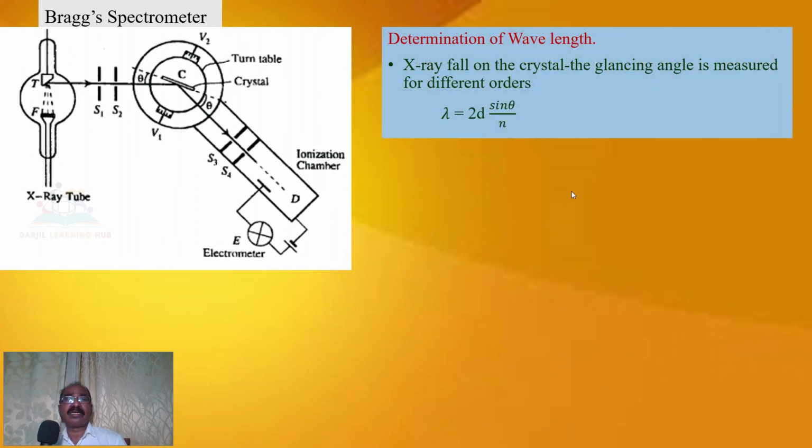The second use of the Bragg spectrometer is that we can also determine the wavelength of the X-ray. To determine the wavelength of the X-ray, once again the same experiment is done with the glancing angle. For various glancing angles, we can measure the intensity here. And now from here, using the formula lambda equal to 2d sin theta by n, theta is known. If n equal to 1, and if you know the value of the interplanar distance, then using this formula one can calculate the wavelength of the monochromatic X-rays reflected from the crystal.